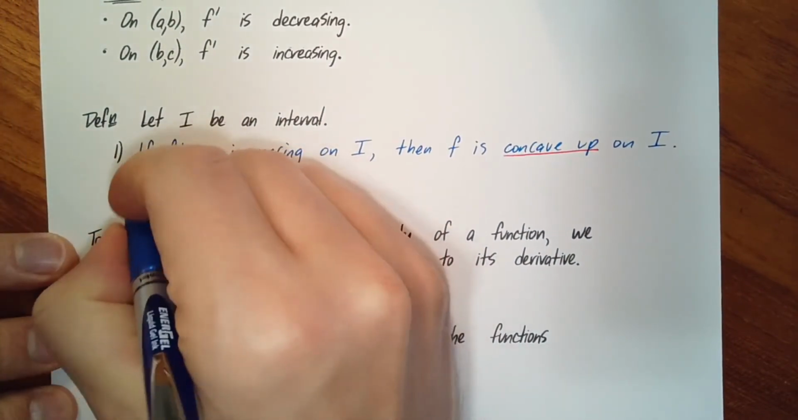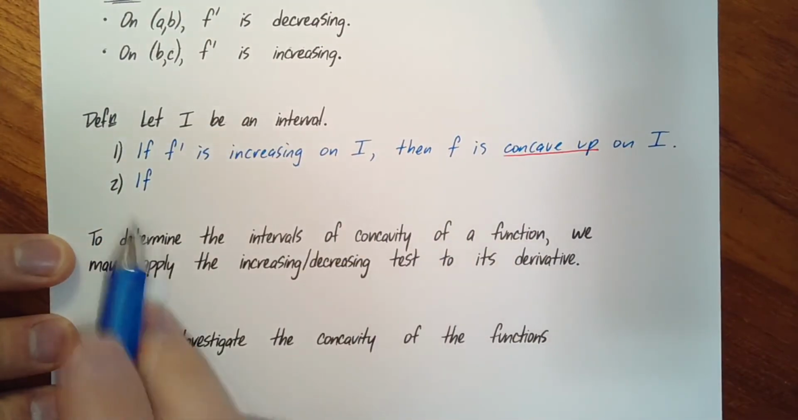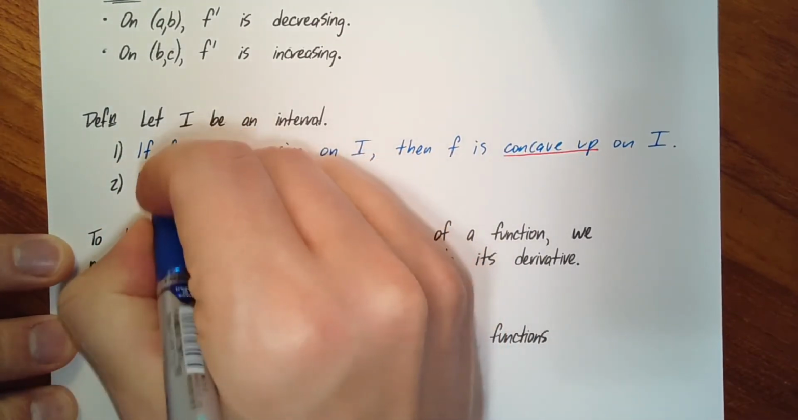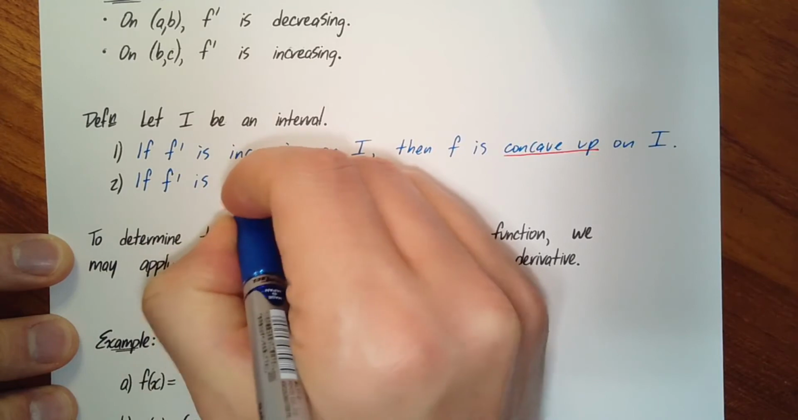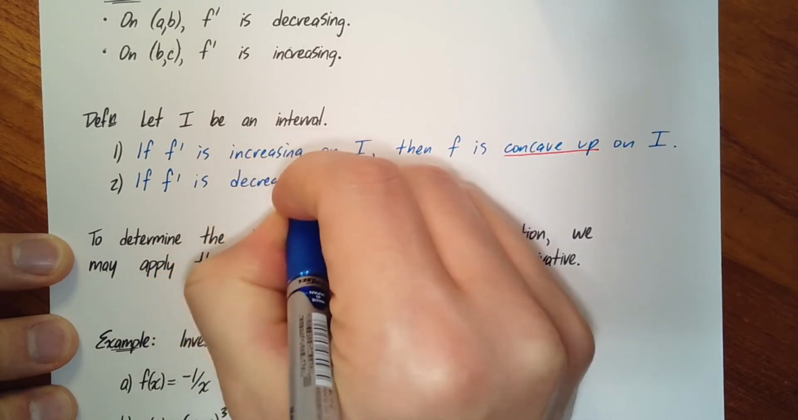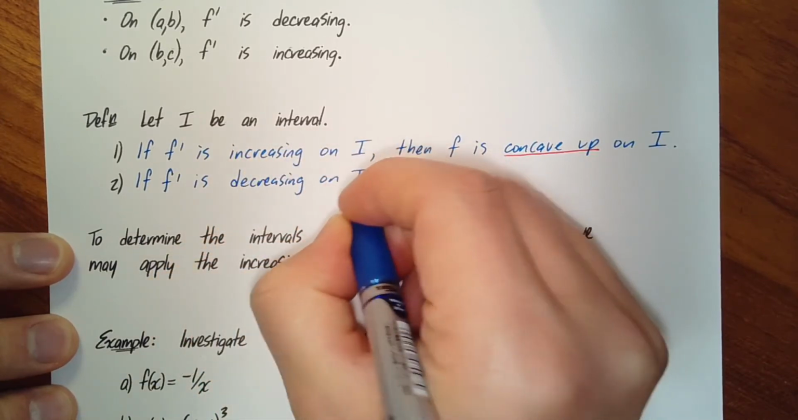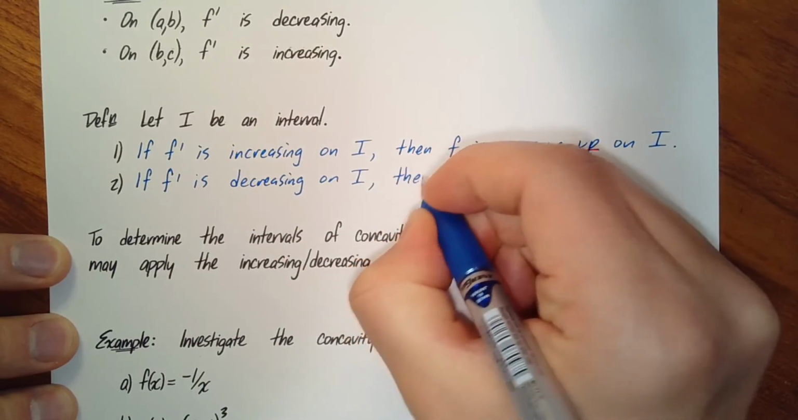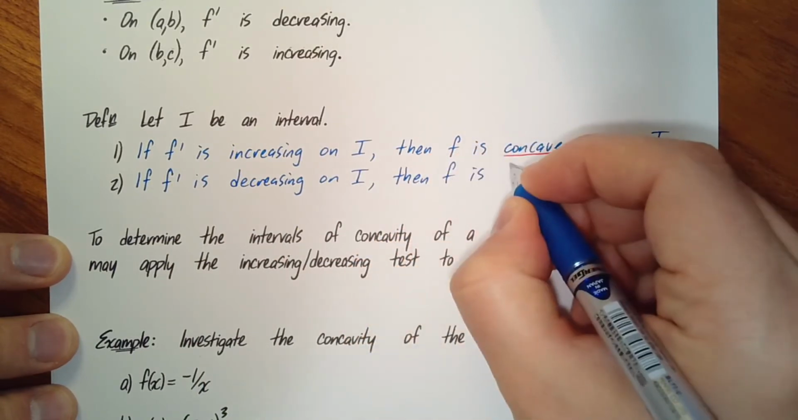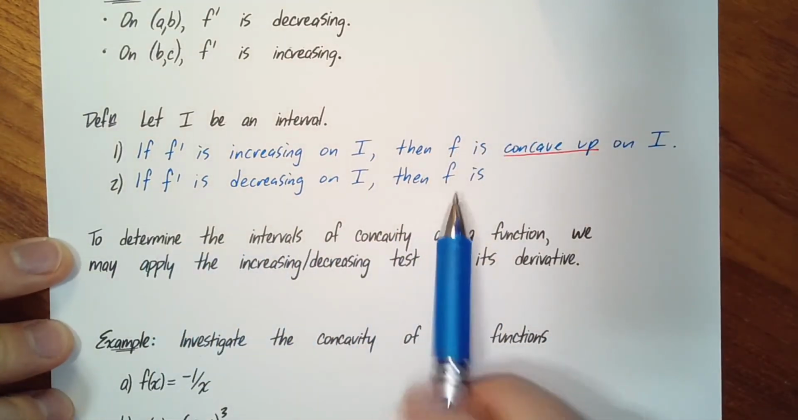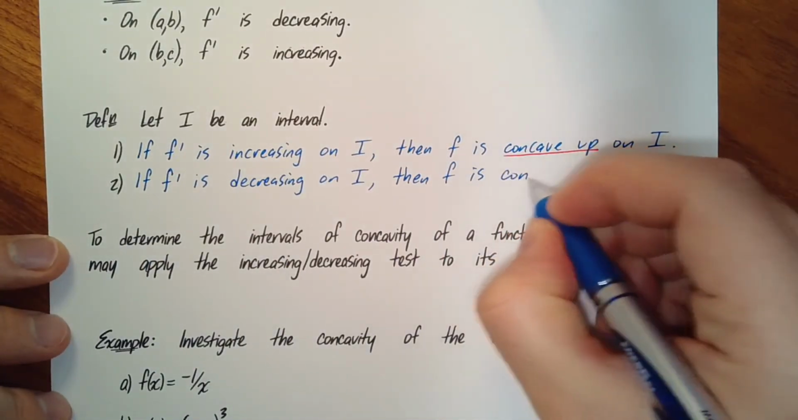So if f, and the way we'll define that is in a similar fashion. We'll just say if f prime is decreasing on I, and then what that means is that f is concave down.